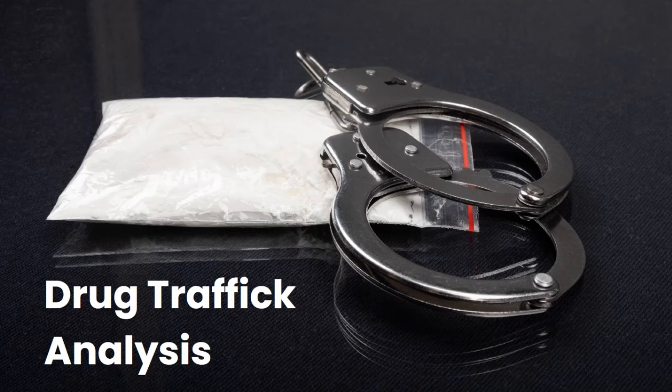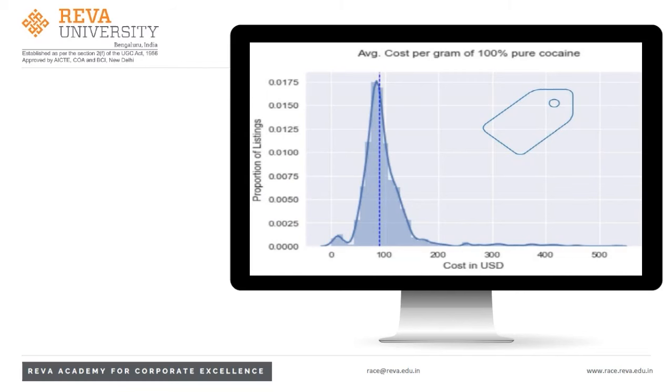Drug trafficking analysis. So let me just use the fluid technology again to uncover some of the insights here. Now, this is a simple histogram. It just says that on an average, the price of cocaine is around $90 USD.